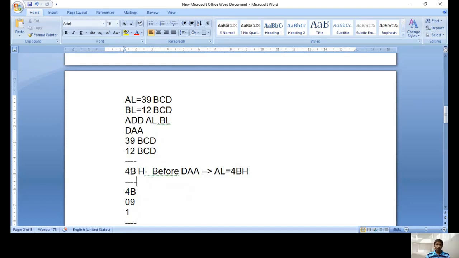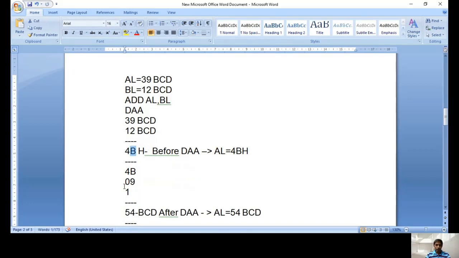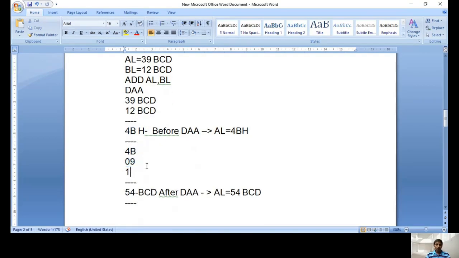Now in this example, the lower 4-bit value is more than 9. That's why this 4B is now added to 09. Let us see what happens if you add 09. B is 11, add with 9, so the total is 20. In hexa representation, the range is up to 16 only. So 20 minus 16, the result is 4, and on the left side we have a carry because our result is more than 16. Then 4 plus 1 is 5. So if you add 4B with 09, the result is 54.